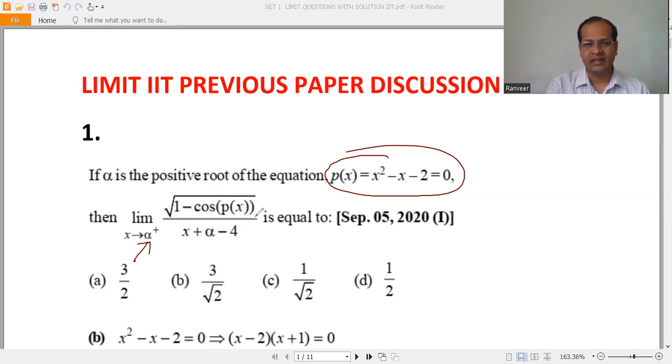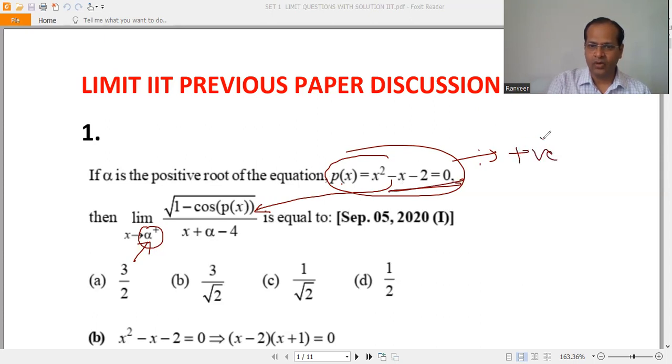Now in this question, the first thing is the px value. First we have to substitute this value, and after that, alpha is positive. So when we find the roots of this equation, the positive value of the root we will take as alpha, and we will substitute the x tending to alpha value. This is the major important concept that we have to apply in this question.